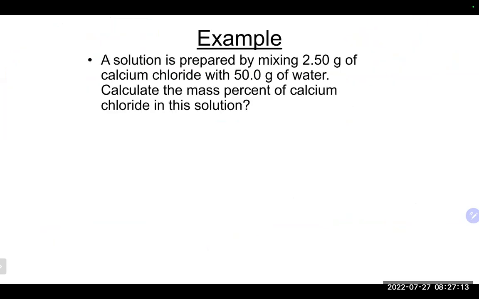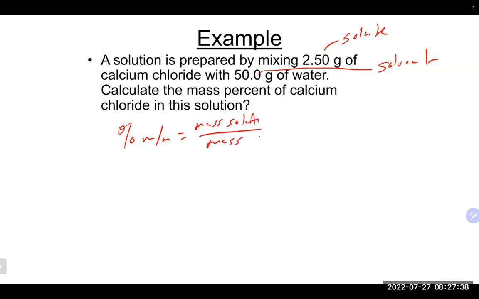Obviously in this one, like we did previously, a solution is prepared by mixing 2.5 grams of calcium chloride with 50 grams of water. This is the solute, which is our smaller part. The water here would be our solvent. So in this case, we would do our percent mass to mass, which is the mass of our solute over the mass of the solution, times 100%.